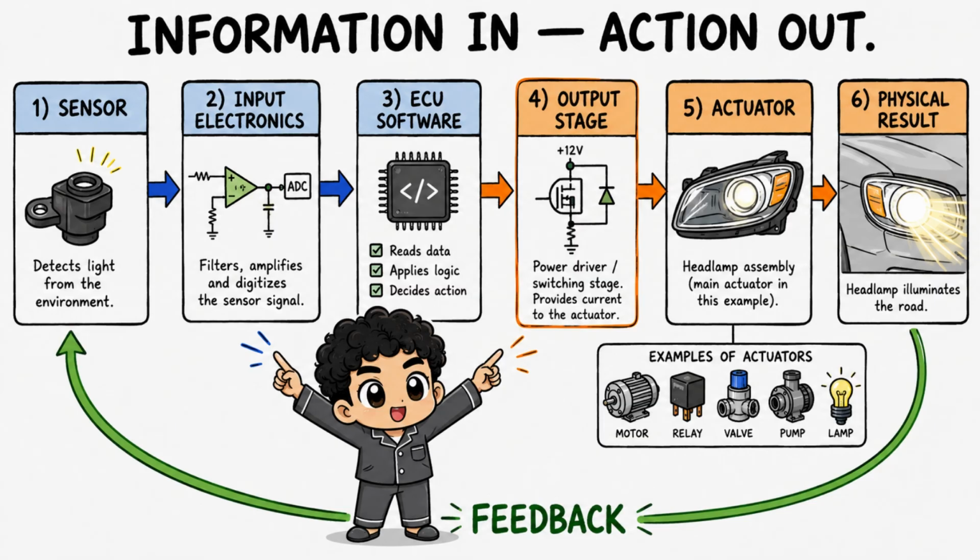After making the decision, the software produces a command. That command may pass through output circuitry or another control unit before it reaches the headlamp system. The final physical device that carries out the command is called an actuator. Motors, valves, relays, lamps, pumps, and solenoids are common actuator examples. In our case, the headlamp electronics cause the lamps to illuminate. The full path is therefore sensor, input electronics, ECU software, output electronics, and actuator. Information travels into the controller while a command travels out. The physical result can then change what the sensors observe, creating a feedback loop.